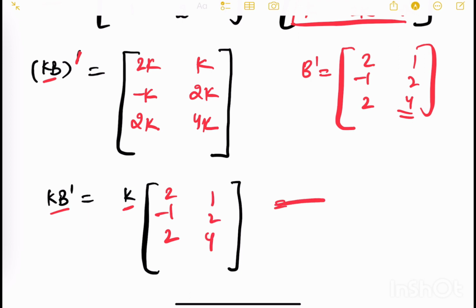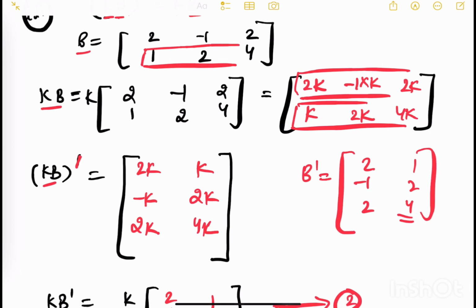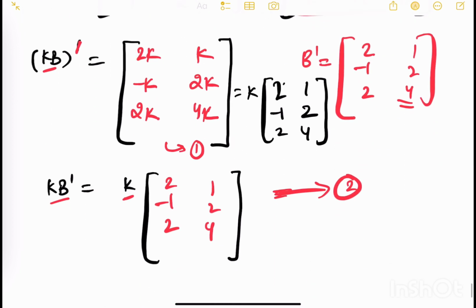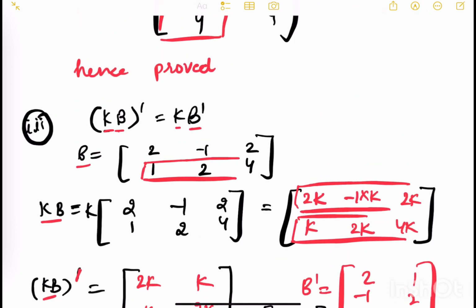Now, I will just write this down here. Let this be my second equation and let this be my first equation. Now, in this one, I will just take out my k and I will write down my resultant matrix. It is 2, it is 1, this is minus 1, this is 2, this is 2, and this is 4. So just compare these two values. Now it is pretty visible that these two are equal. Hence, this is my last property in transpose.